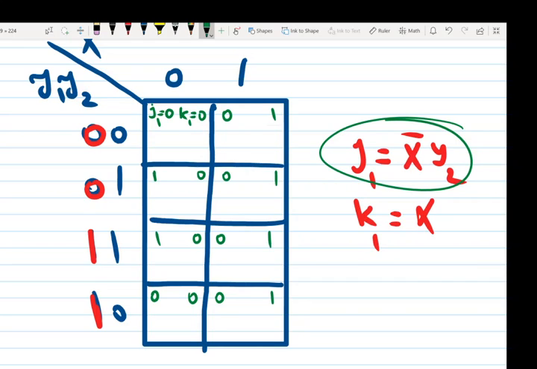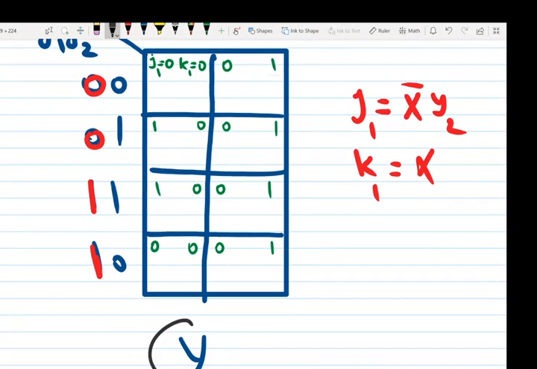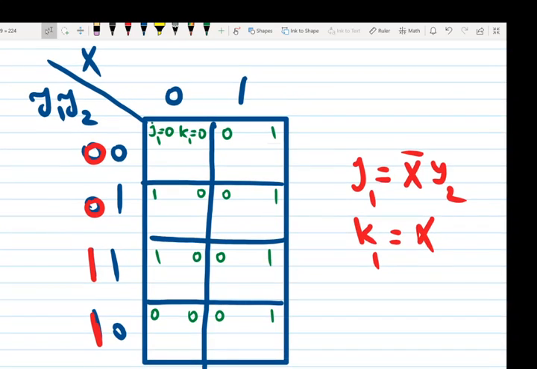Okay, so when we got to this point, the rest is easy. Of course, for the first cell, I'm talking about this cell, J0, K0, no change. No change of what? No change of Y1 because we're talking about Y1. So what is the value of Y1? The value of Y1 is 0, so no change means 0.